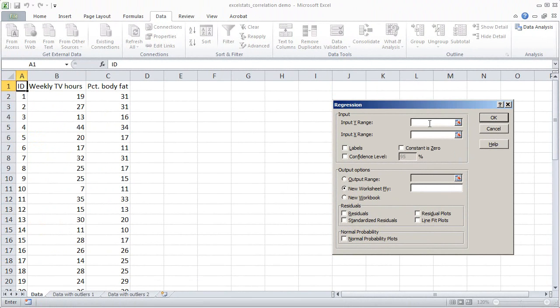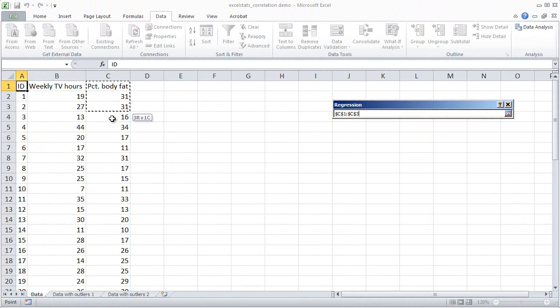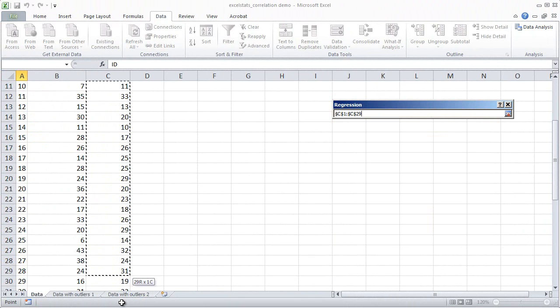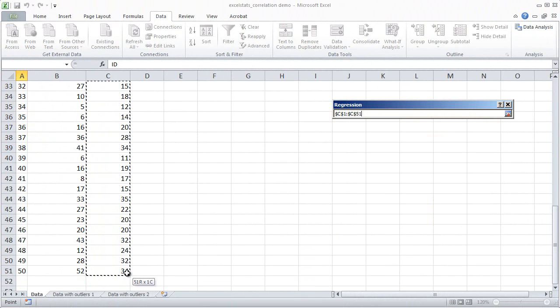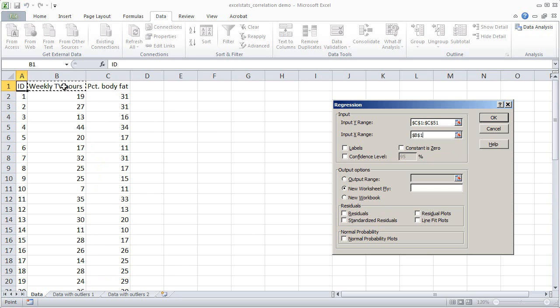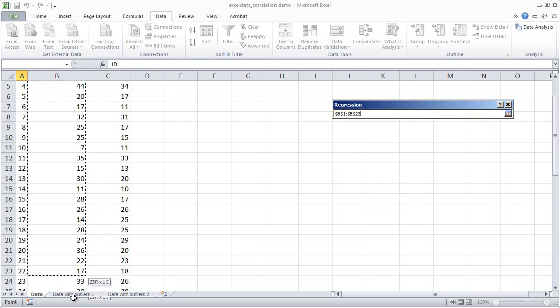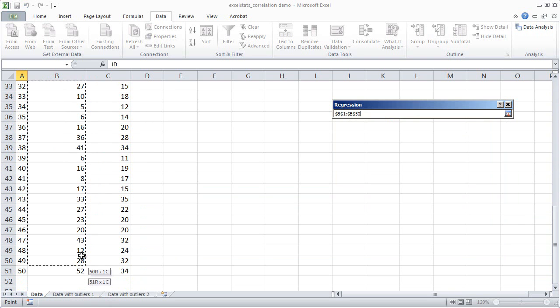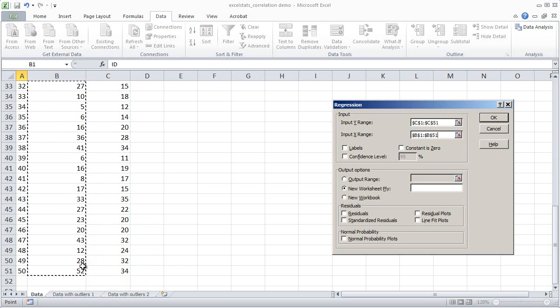Let's start by clicking in the input Y range box and then highlighting our result, which is the percentage of body fat information in column C. Just click and drag with the mouse all the way down. When you get to the bottom, let up. Now click in the input X range box and do the same for column B. Notice that I'm including the column headers as I do this. That's so that they'll show up in the output as labels.